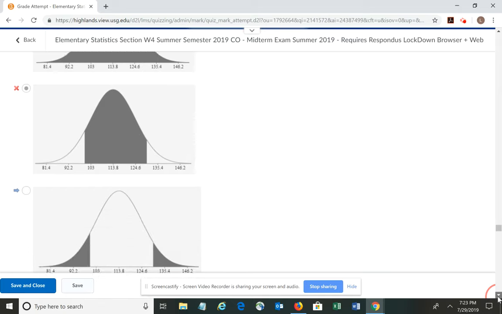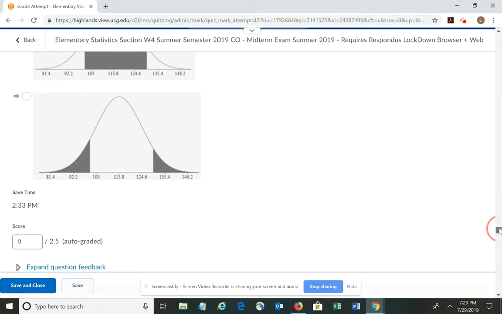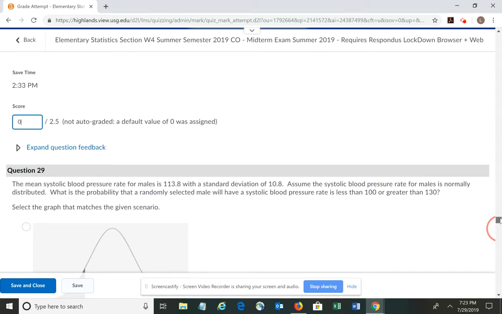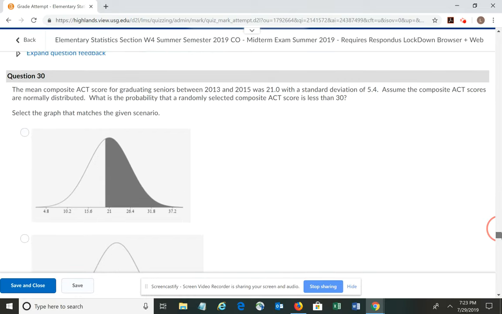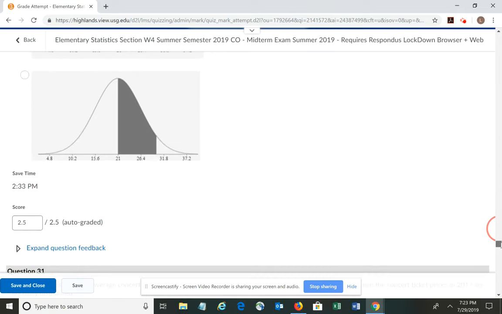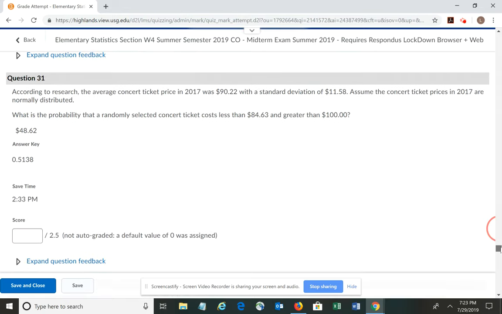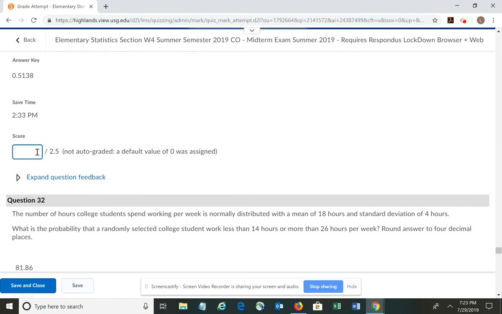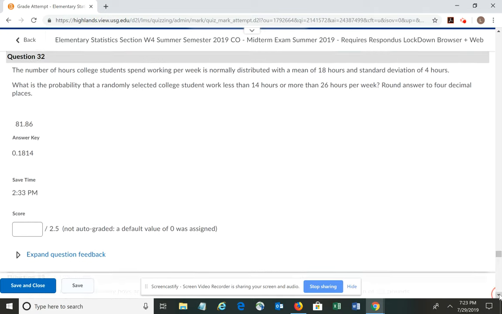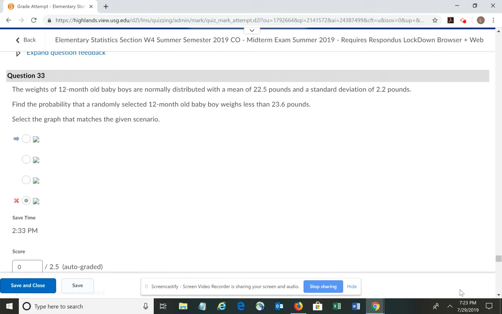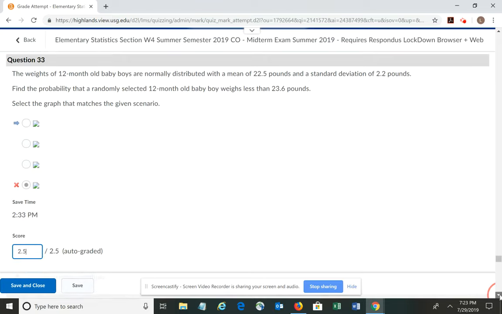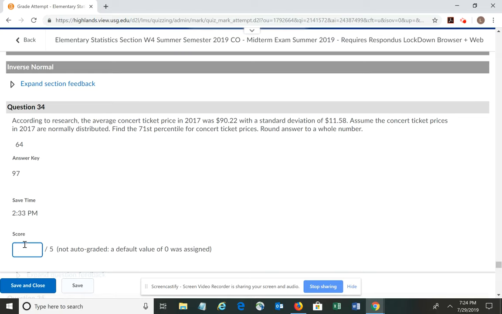Question 29, let me double check it, make sure. They should have been less than 100 or greater than 130, so they needed the tails. Okay, so they missed it. They did not get credit. 30, they got credit. 31 is incorrect, so they get 0 credit. 32 is incorrect. They got 0. 33, the graphs did not populate. I automatically give them credit. 34 is incorrect. They get 0.